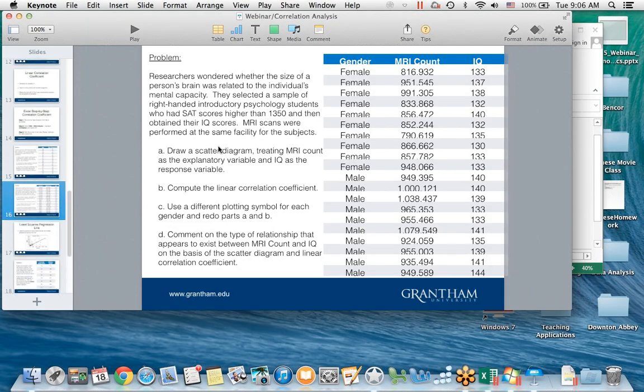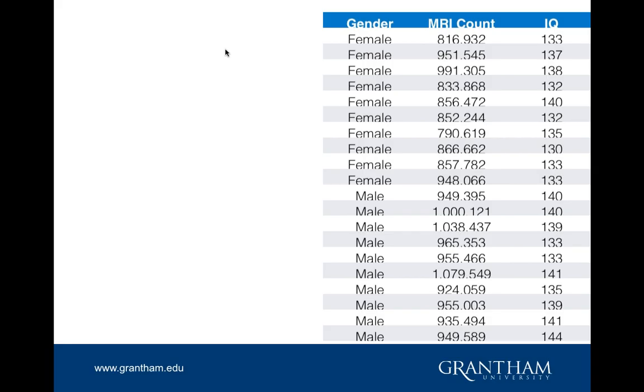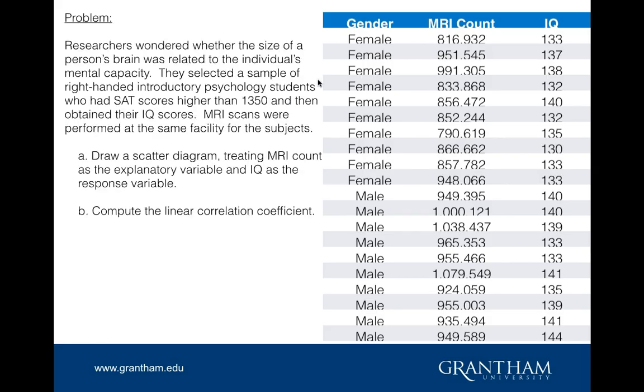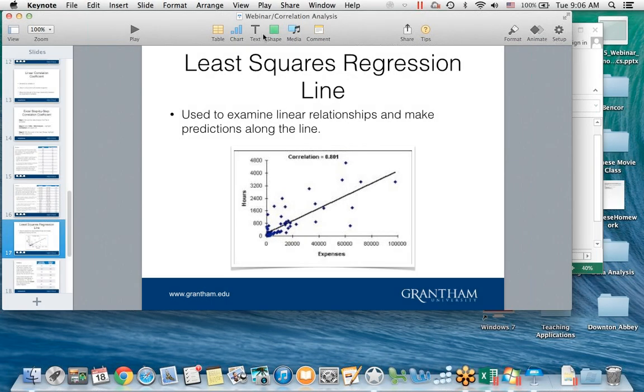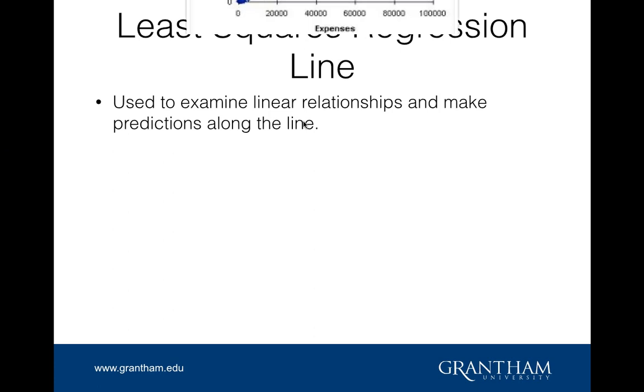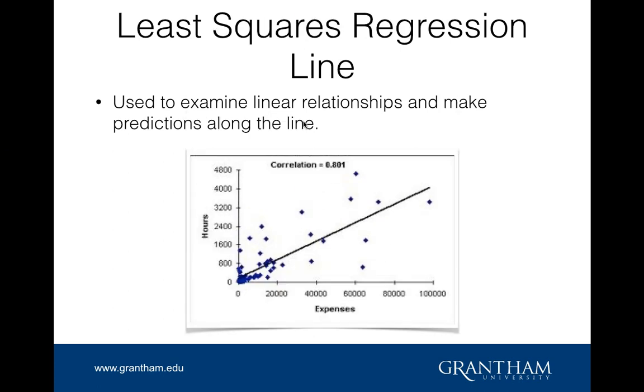Now, finally, we'll go back to our slide. Finally, we're going to talk about something called the least squares regression line. Recall that in our first slide in this particular webinar, we showed a picture of a scatter diagram with a line going through it and the correlation at the top.